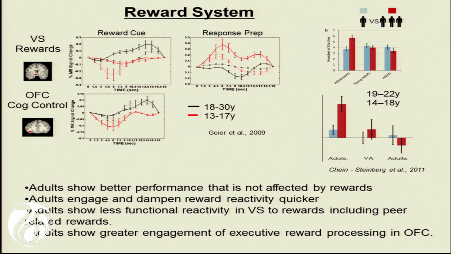I'm showing you here work by Larry Steinberg's group doing a driving task looking at the effects of peers. Yes, in adolescence, in the presence of peers, the reward part of the brain becomes extremely reactive. By young adulthood, it does not appear to be the case. Yes, we care about our friends, not to the degree that it's going to distract. So there is good tempering that's going on in young adulthood.